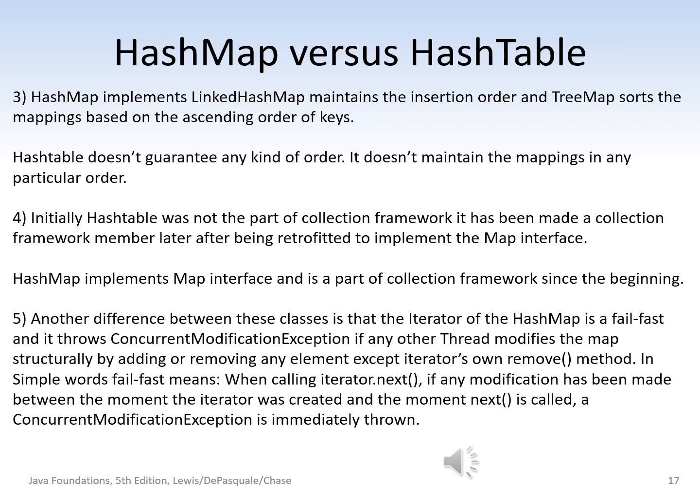Another difference between these classes is that the iterator of the hash map is fail fast, and it throws concurrent modification exception if any other thread modifies the map by adding or removing any element except the iterator's own remove method. So in more simple words, fail fast means when calling iterator.next, if any modification has been made between the moment the iterator was created and the moment next is called, you're going to get concurrent modification exception thrown.